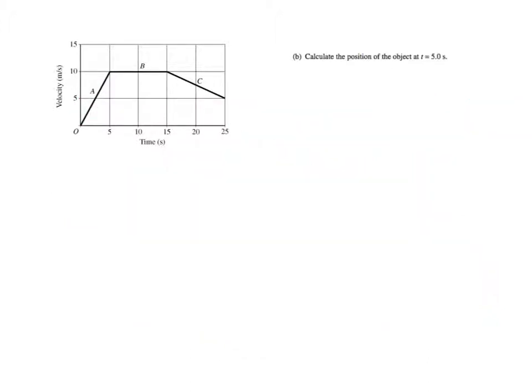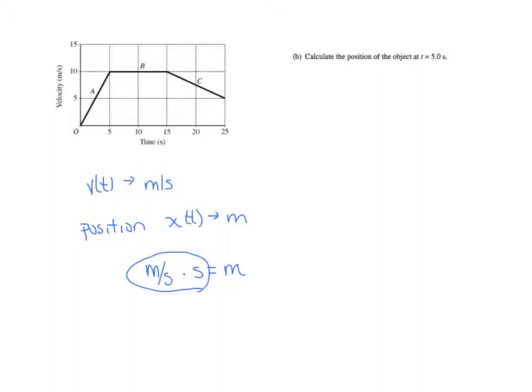So for part B of this, we're asked to calculate the position of the object, and like I discussed on the previous slide, the velocity is measured in meters per second, and your position, which I'll call x of t, is measured in meters. And in order to get from meters per second to meters, you're taking meters per second times seconds, and your unit would come out to be meters. So this is an area problem. It's a multiplication problem. So basically, we're going to find the area under the curve.